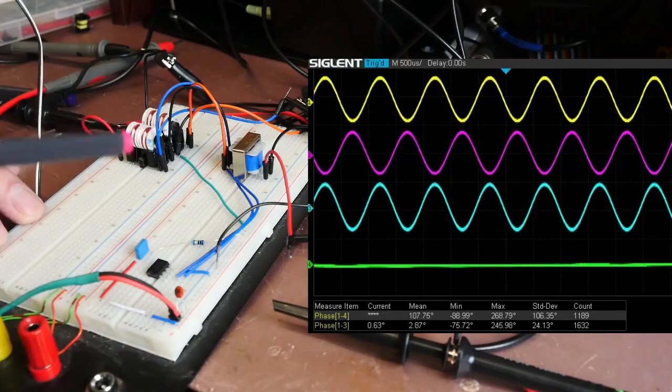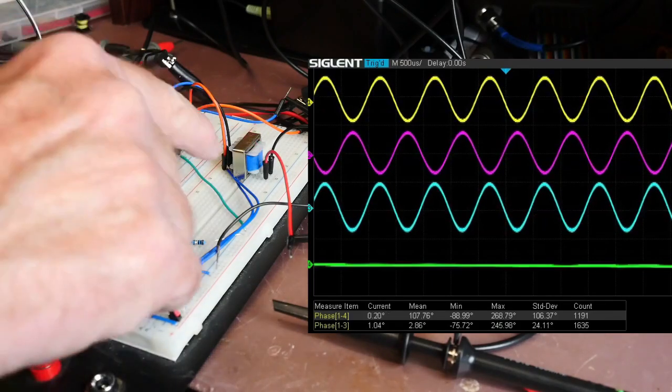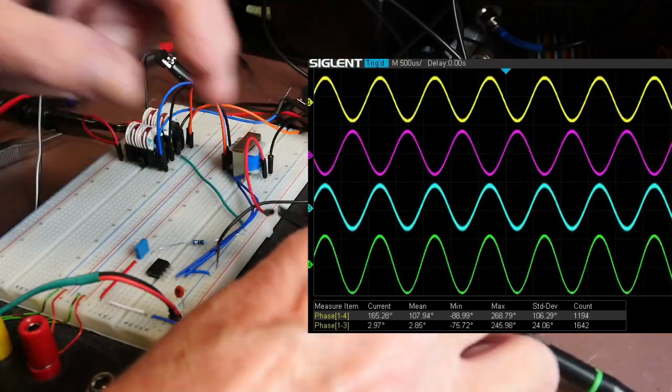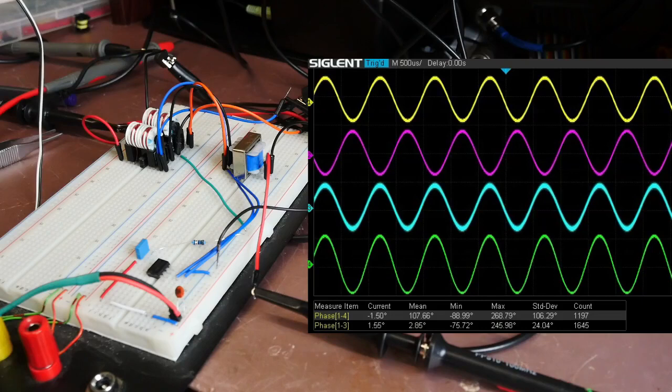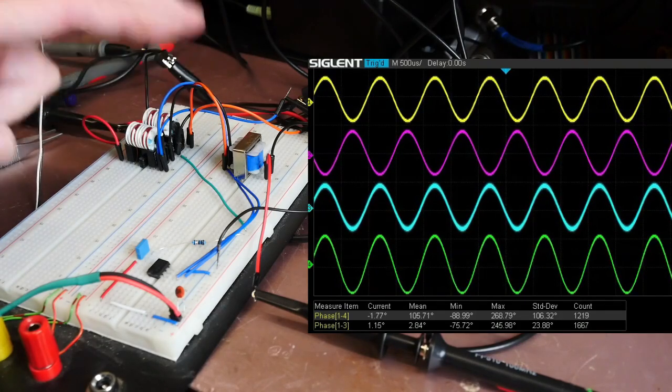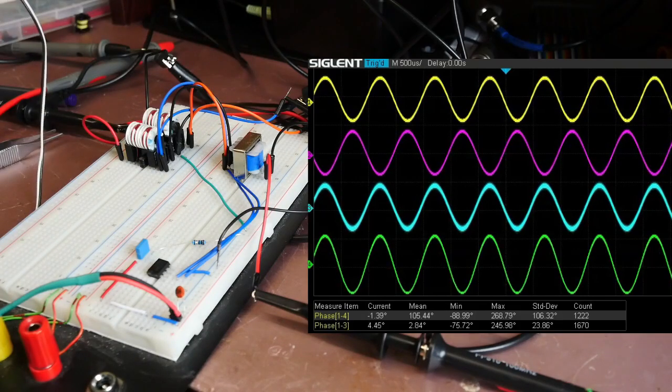And then finally the green trace I'm now going to connect to the output of the transformer, and as you might expect, if you look at the top of the two measurement items, it's saying that the yellow trace on 1 and the green trace on 4 are, to all intents and purposes, in phase. So we've converted from single phase to 3 phase and back to single phase.